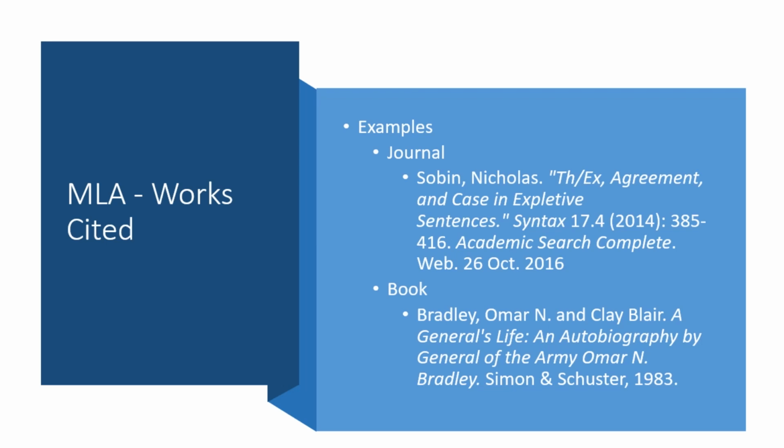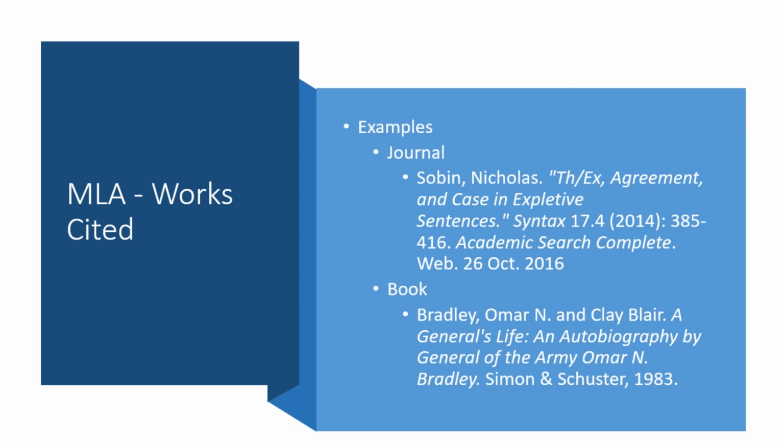Now, a book. So we start again with the last name of the first author. Bradley, Omar N. and Clay Blair. Now remember, because it's two authors, we don't get to put Blair before Bradley. And the second author appears first name first and last name last, whereas the first author appears last name first, first name last. So we have Bradley, Omar N. and Clay Blair, period. That's the end of the authors.